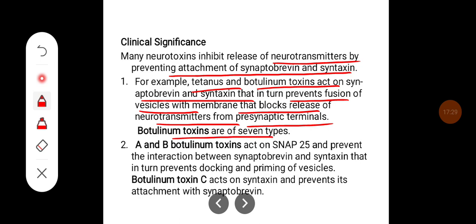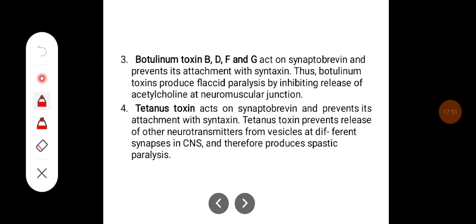Botulism toxins are of 7 types. Botulinum A and E toxins act on SNAP25 and prevent interaction between synaptobrevin and syntaxin, which in turn prevents docking and priming. Botulinum C toxin acts on syntaxin and prevents its attachment with synaptobrevin. Botulinum toxin B, D, and G act on synaptobrevin and prevent its attachment with syntaxin. Thus, botulism toxin produces flaccid paralysis by inhibiting the release of acetylcholine at the neuromuscular junction.